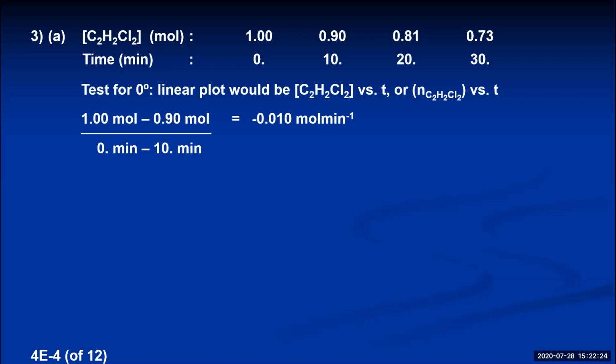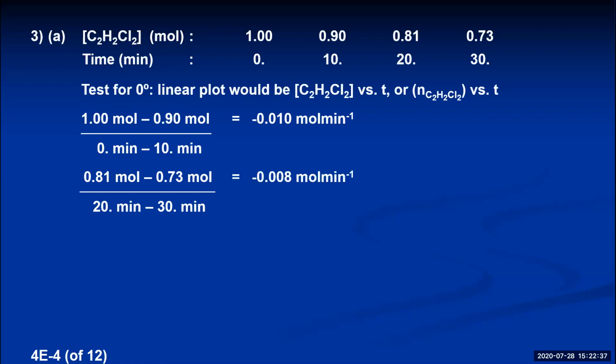If I do the same thing and determine the slope between the 3rd and 4th points, in the numerator, difference in y's would be 0.81 moles minus 0.73 moles. The denominator, 20 minus 30, this comes out negative 0.008 moles per minute, and these slopes are not constant, so therefore this reaction is not 0 order. Next, we're going to test for 1st order.